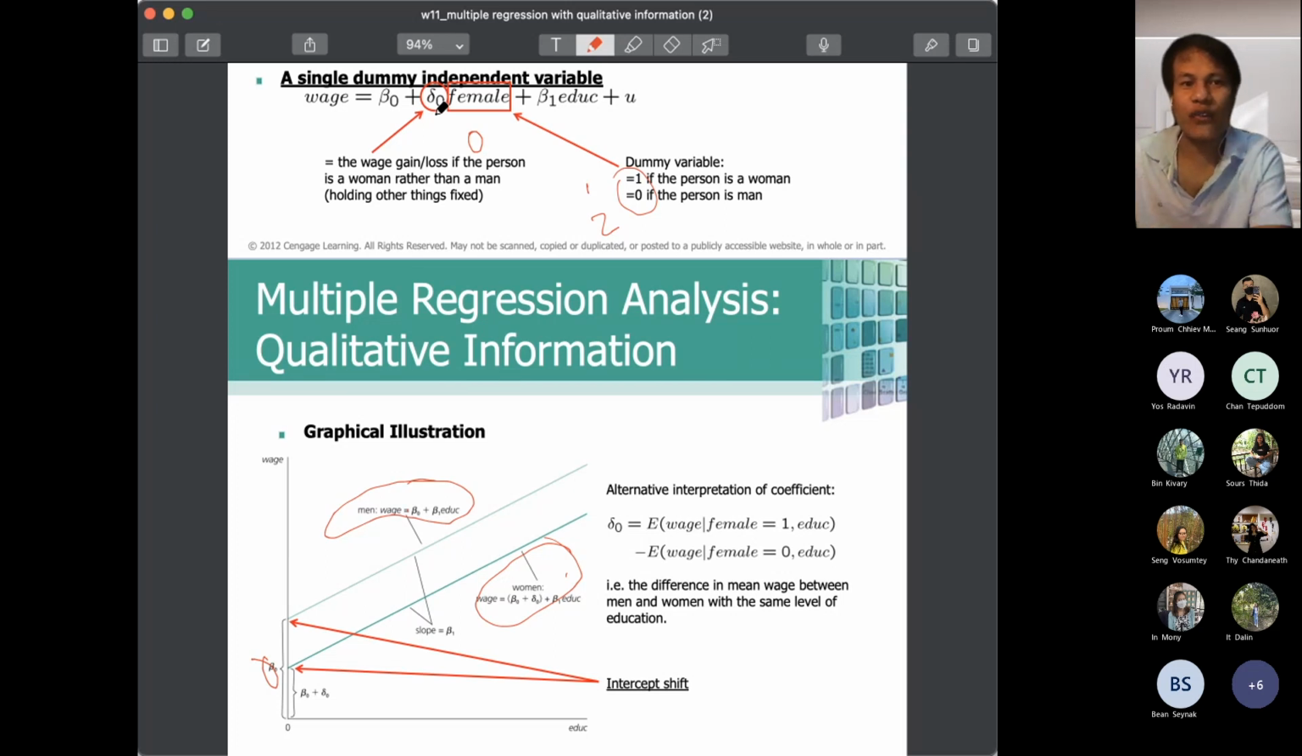All right. So in order to find the difference, simply take the wage equation for female, where female equal 1, minus the wage equation for male, which is when female equal 0, right? Then you will find this delta 1 is the difference. So this is the difference of wage between men and women. Questions?